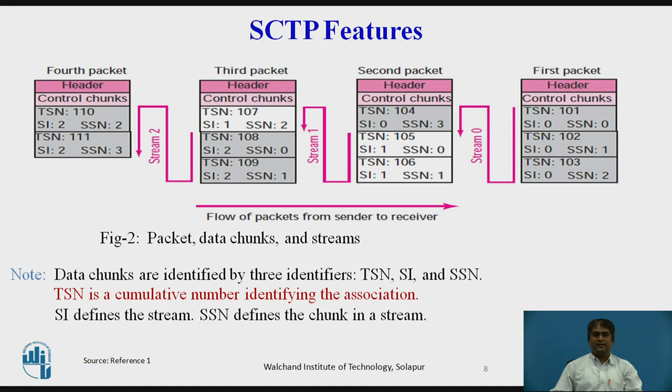Here you have to note that data chunks are identified by three identifiers: TSN, SI and SSN. TSN is a cumulative number identifying the association. SI defines the stream. SSN defines the chunk in the stream.